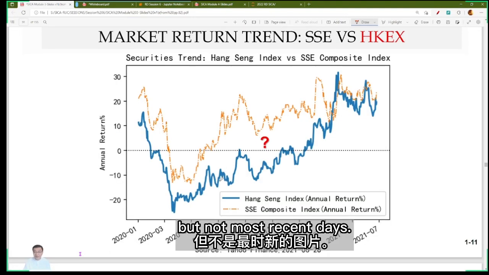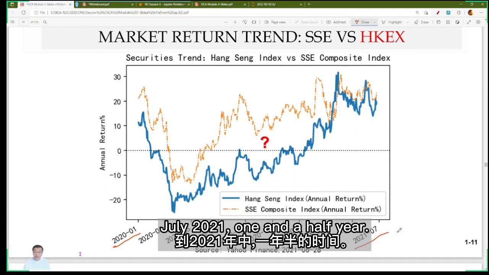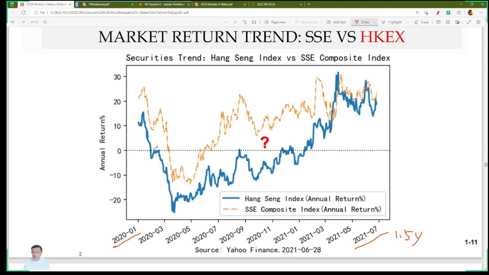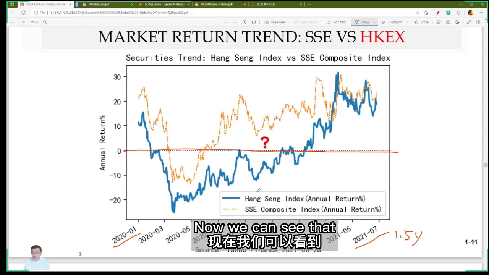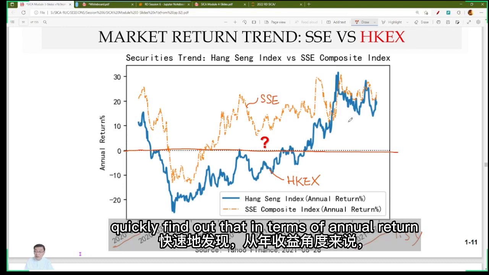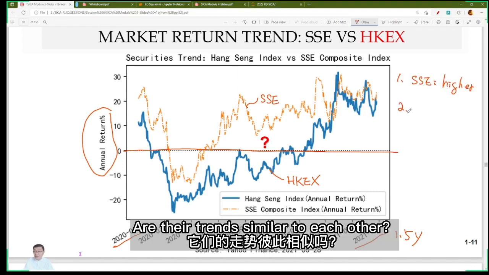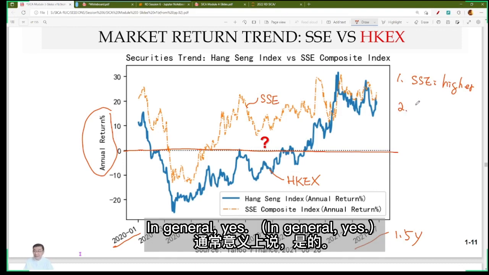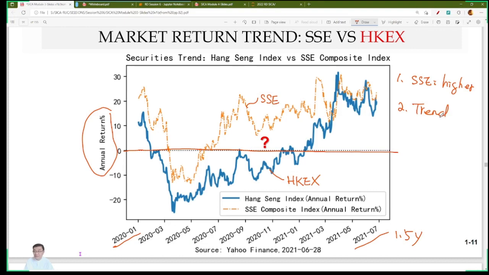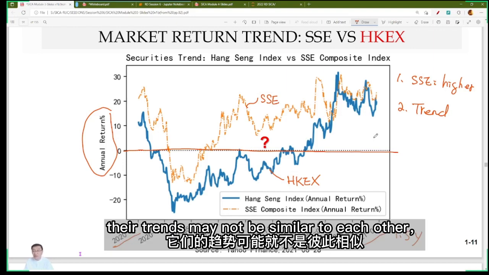This is the picture, but not the most recent days. The period is still from January 2020 to July 2021, 1.5 years. And this is the zero line. Now we can see that this one stands for Hong Kong, and this one stands for SSE. From this picture, we can quickly find out that in terms of annual return, first, the Shanghai side is higher. What about their trend? Are their trends similar to each other? In general, yes. But if we look into more details within a shorter period of time, their trends may not be similar to each other.